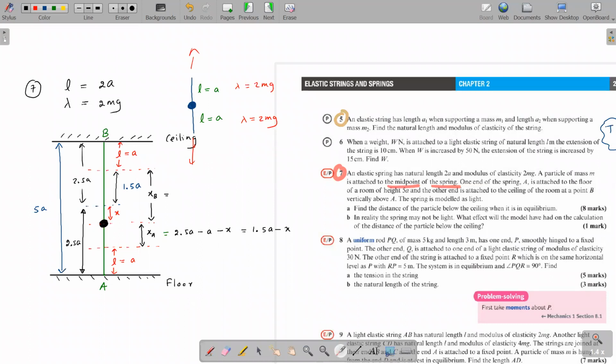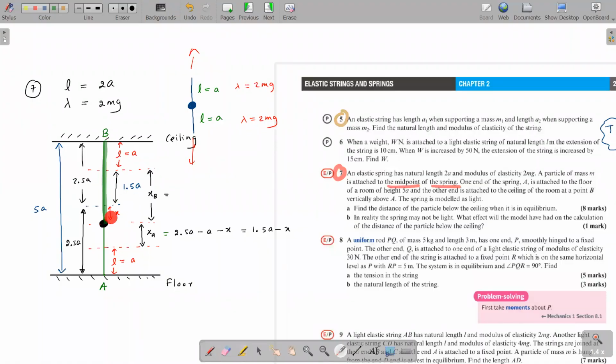B. How much is the extension of spring B? Okay, so what I have shaded in green is the spring B. In spring B, the natural length is A. So XB is what? XB is this 1.5A plus the X, because it's really important that you know the extension of each spring individually. You must be capable of seeing the individual extension of each spring. Okay, so this is going to be 1.5A plus X. Agreed, the extension of spring B is 1.5A plus X.